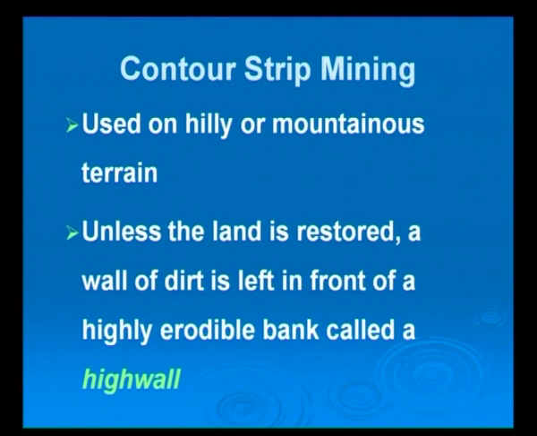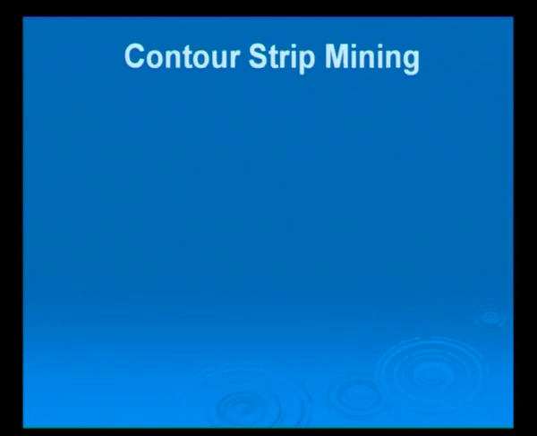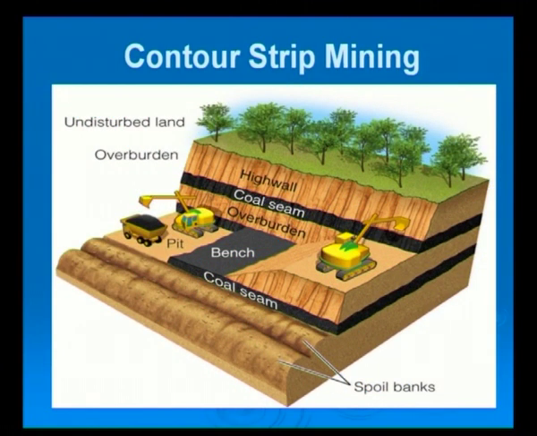And the third one, that is contour strip mining. It is used on hilly or mountainous terrain. Unless the land is restored, a wall of dirt is left in front of a highly erodible bank called the high wall. So, generally this method is followed in the mountains, and look at the diagram.